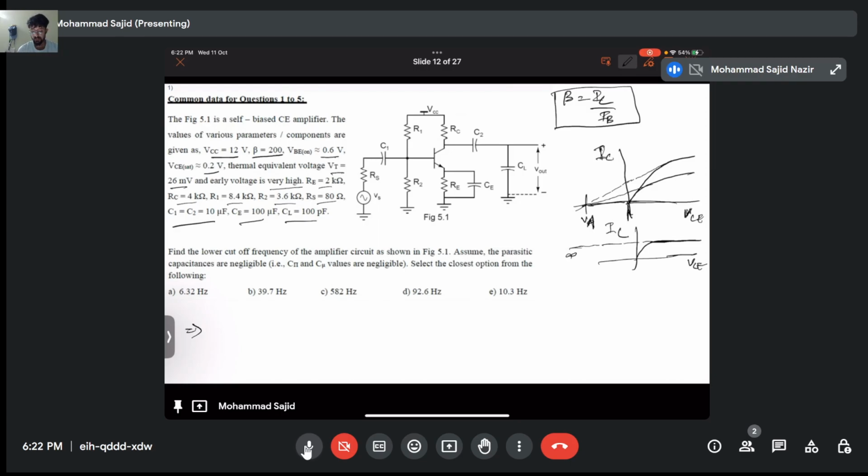Find the lower cutoff frequency of the amplifier circuit shown in the figure. We see here that there are multiple capacitances, and from the analysis point of view, how you can get the lower cutoff, I told you, depends on the input capacitance. So what we will do is keep C1 and short every other capacitor, like they are not used, while doing the analysis.